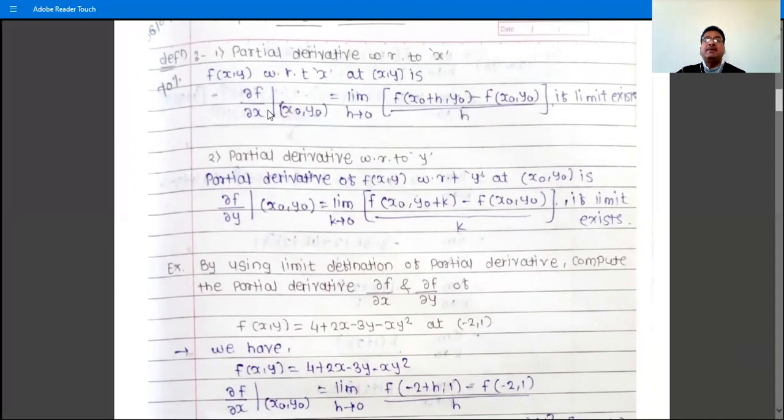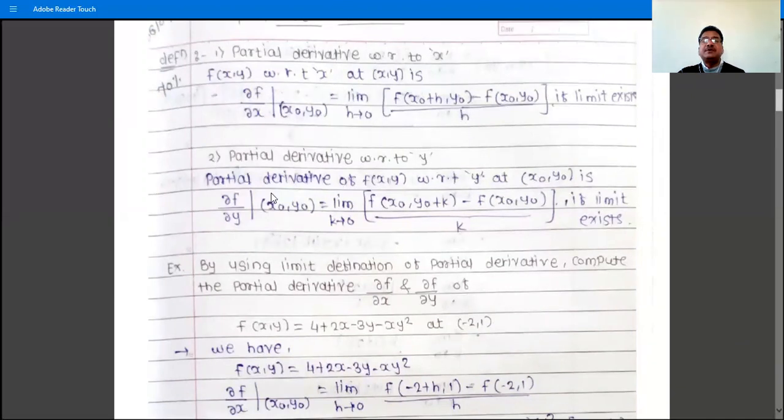So if we write ∂f/∂x in general, then limit h tends to 0, f(x + h, y) minus f(x, y) divided by h. That is the general derivative definition. ∂f/∂x is f(x + h, y) minus f(x, y) divided by h as h tends to 0.